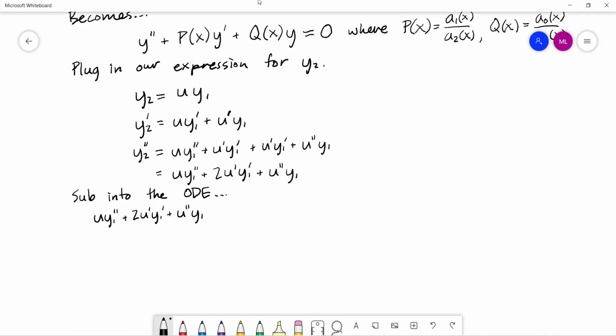So the next term is going to be plus p of x times y prime. So again, I'm going to drop the dependence on x. We'll just know that p is a function of x. So it's going to be p times, here's our expression for y prime. So u y1 prime plus u prime y1. And lastly, we need q times y. So q times, here's our expression for y2. That whole thing has to be equal to 0.